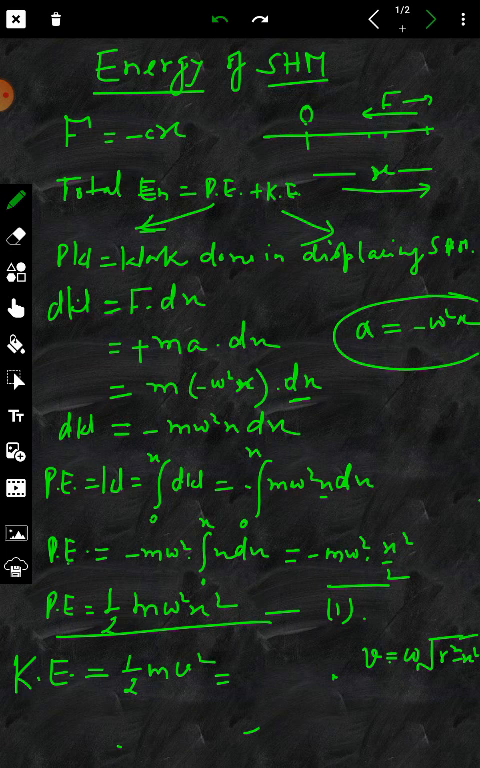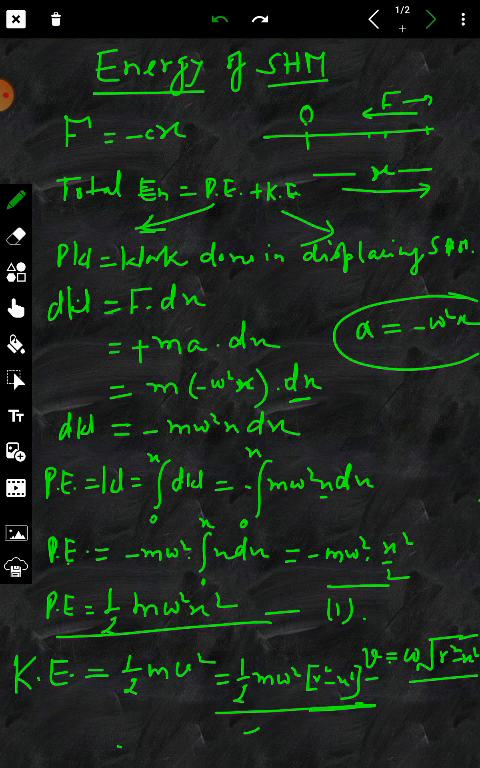So therefore we get the kinetic energy to be half m into v square. So we have to square it down. So we get omega square into r square minus x square. So this is the kinetic energy.